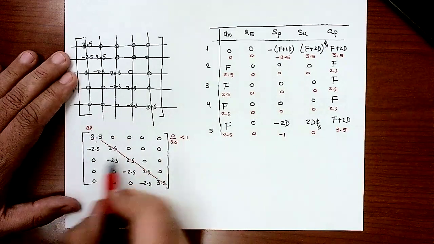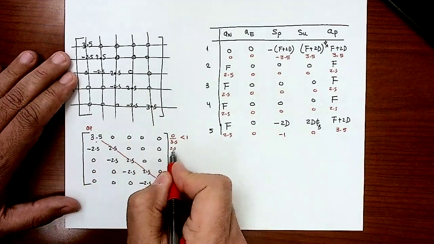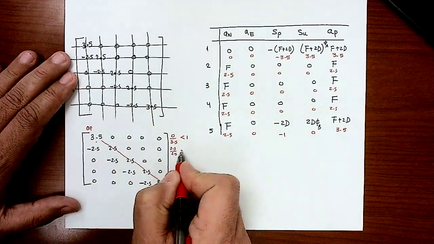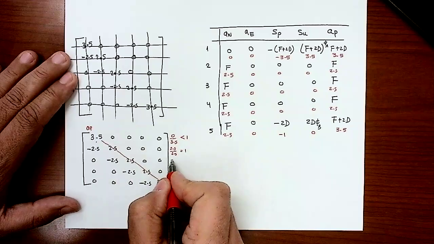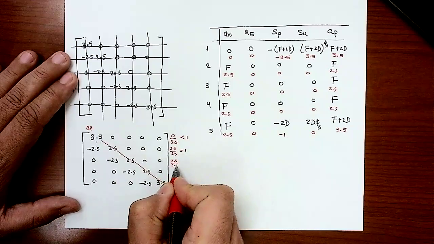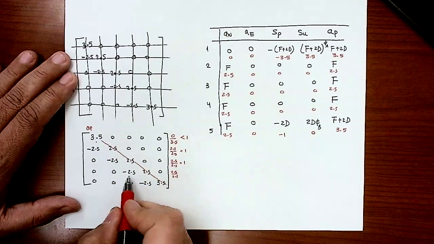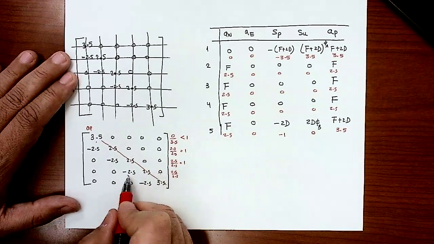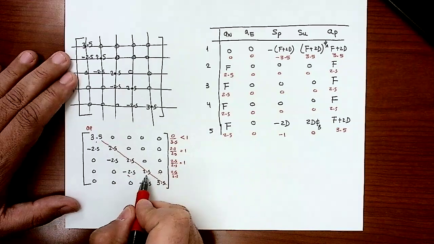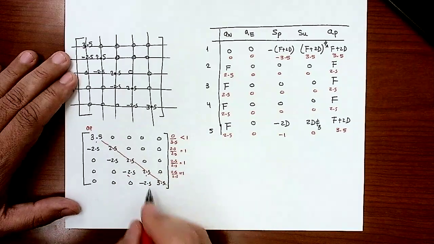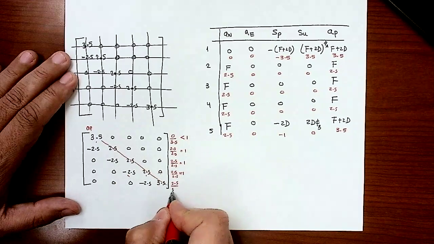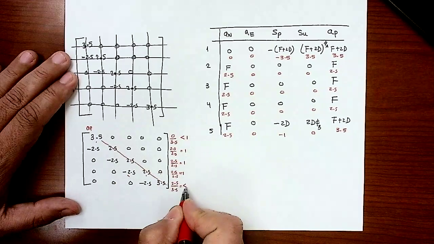Nothing wrong with that. Here I will have 2.5 divided by 2.5, that's equal to 1. Here again 2.5 divided by 2.5 equals 1. You sum all the east and west, take the absolute value, then divide by the absolute value of AP, which is going to be 1. Here I will have 2.5 divided by 3.5.